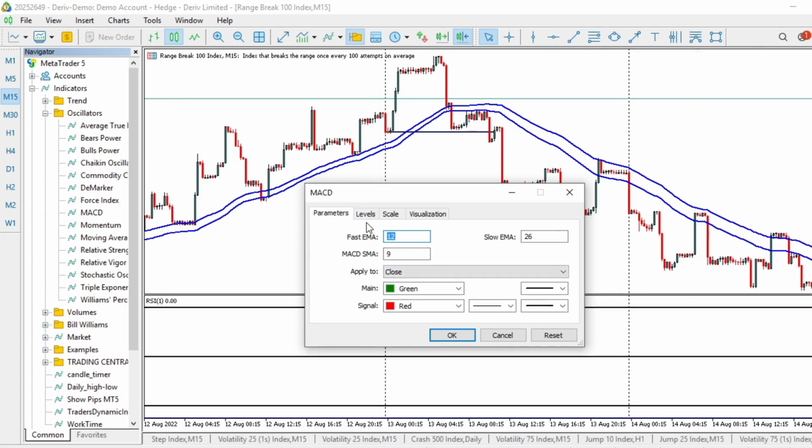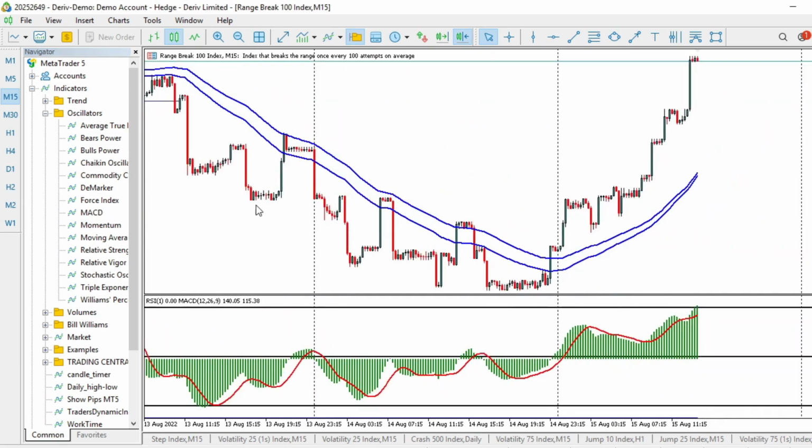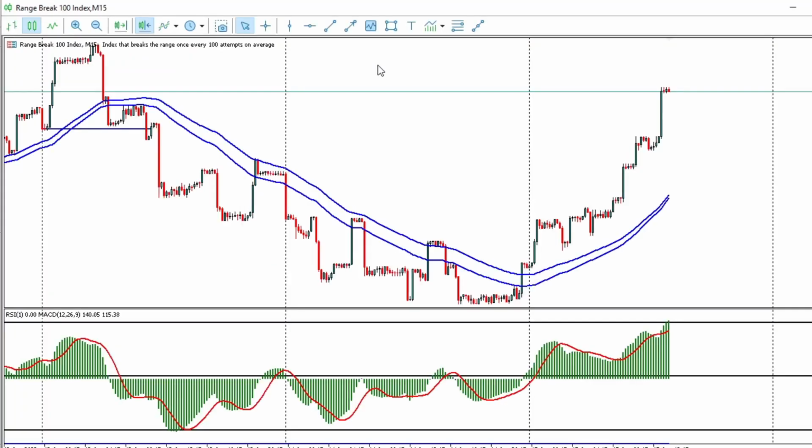And these are going to be the parameters. The first EMA is 12, the slow EMA is 26, the MACD SMA is 9, apply to close. Then for main it is going to be green, and signal is red, you get. Take note of those. Then for the levels, nothing. Then we click OK. So our MACD has been added. Now we can close off that navigator window.